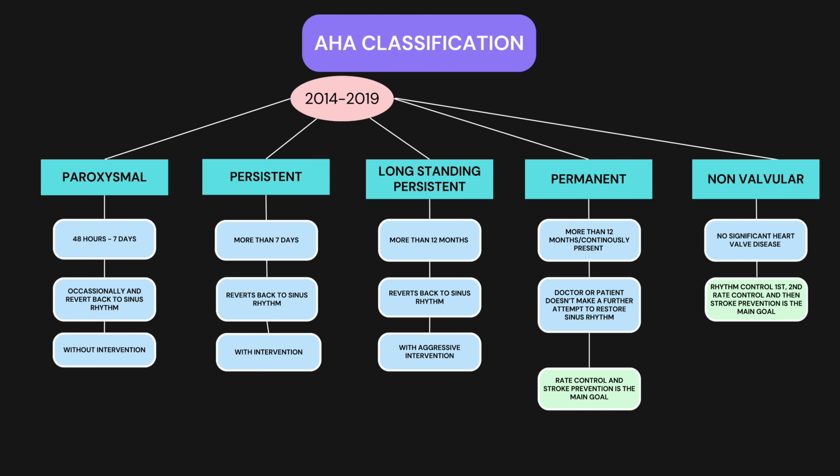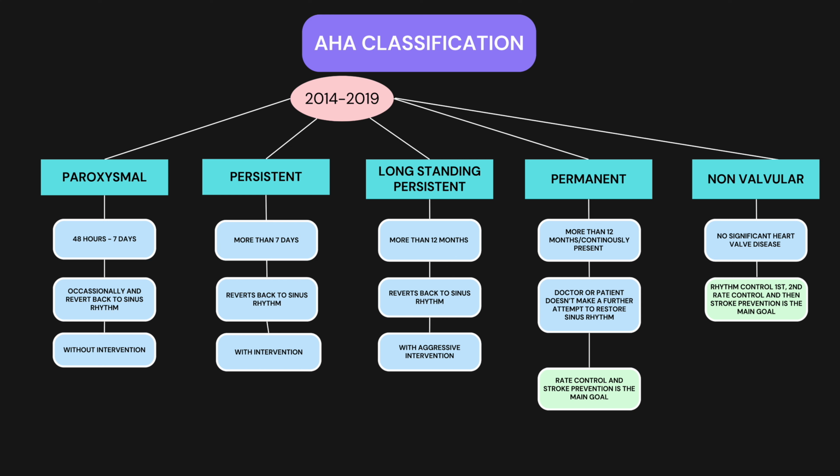This used to be the AHA classification before. Now it's obviously changed, but many people still use this in practice, and thus I thought I'd share this with you in case you work in a hospital and someone mentions these things, so that you're not confused about it. Because you know what, people take time to adapt and change. Okay, so there are mainly 5 classifications. First is paroxysmal, then persistent, then long-standing persistent, then permanent, and non-valvular.